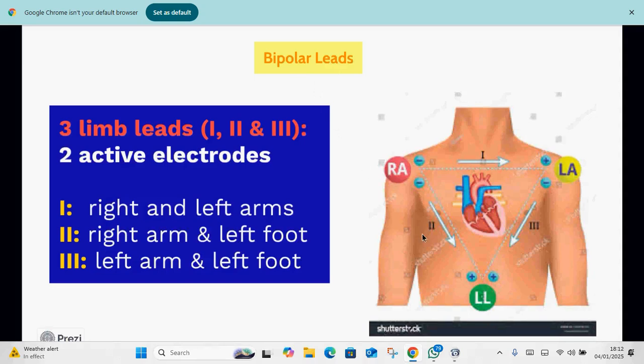When you measure between the right arm and the left leg as active electrodes, with the inactive electrode in the right leg, this is called the second bipolar lead. When you measure between the left arm and the left leg as two active electrodes, with the inactive electrode, this is called the third bipolar lead. Is that clear?